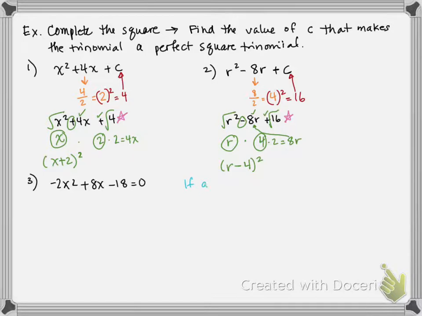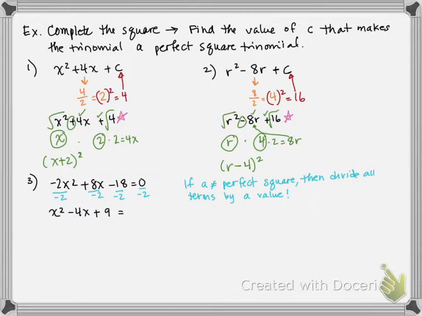So if your a coefficient isn't a perfect square, I'm going to write a little note: if a doesn't equal a perfect square, then you're going to get rid of it. How? You're going to divide all terms by the a value. Okay? So for us, we're going to divide everything not just by 2, but by the -2. Now, this is going to go away, and that will leave me with x squared minus 4x, and then plus 9 equals 0.